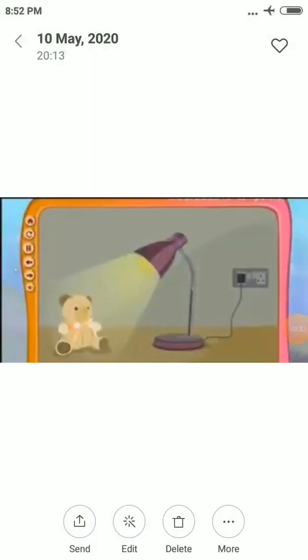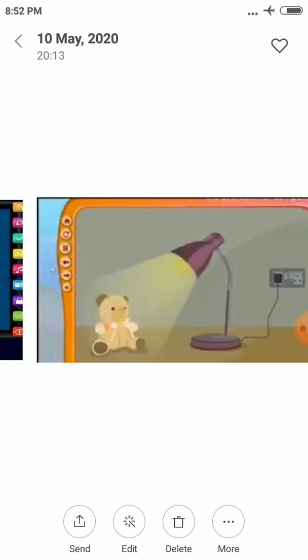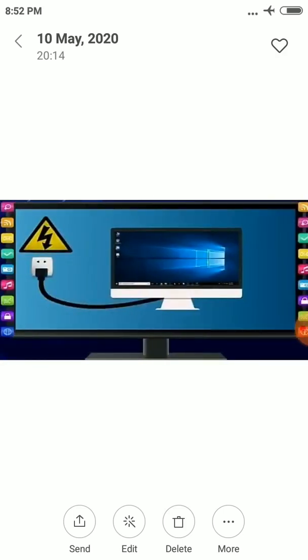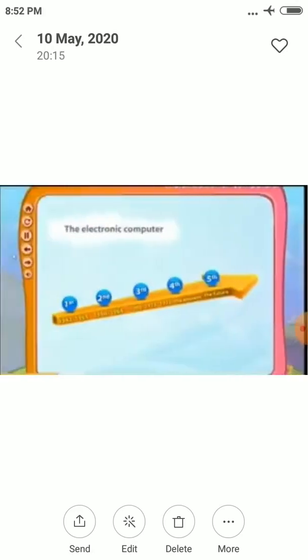In the 20th century, electricity was invented. So, the computer began using power. The invention of electricity led to the rapid development of computers in the 20th century. Let us discuss how the modern computer evolved, generation by generation.